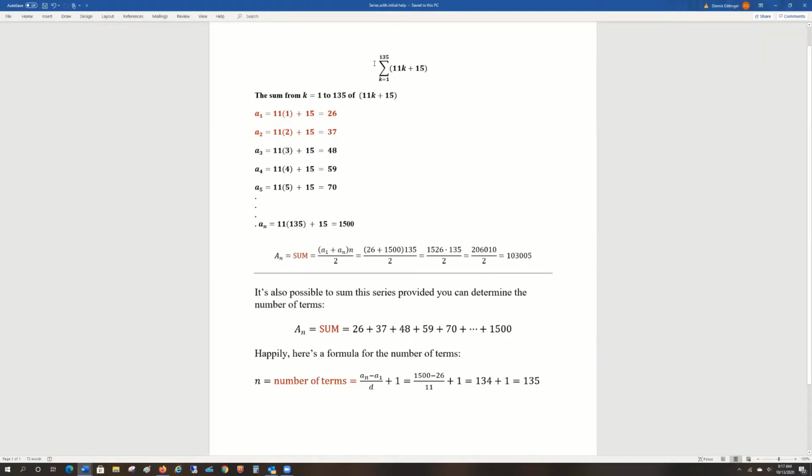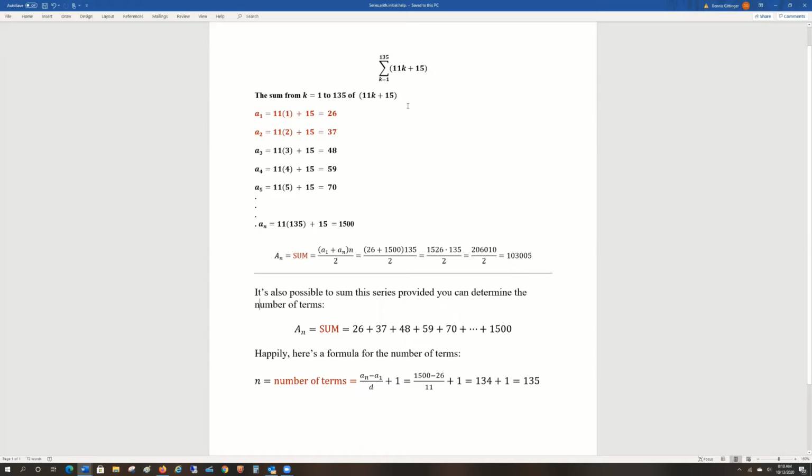This thing that looks like a giant letter E is actually the Greek letter capital sigma, which you may have seen on fraternity t-shirts, for example, Delta Sigma Phi, that sort of thing. But in this case, sigma stands for sum, as in S-U-M. And the way you read this notation is the sum from k equals 1 to 135 of 11k plus 15.